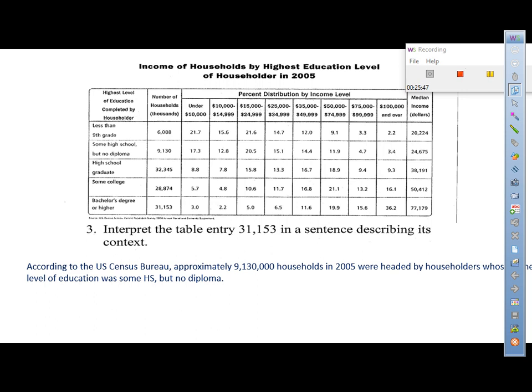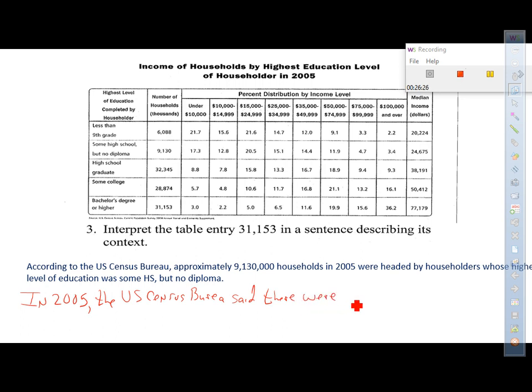Now we can shorten this up a little bit. I've had students over the years who always want to start off with the year. So they would say, in 2005, and then they like to get the who, the U.S. Census Bureau, and then they would go answer the question. So in 2005, the U.S. Census Bureau said there were, I need that word approximately in there though.